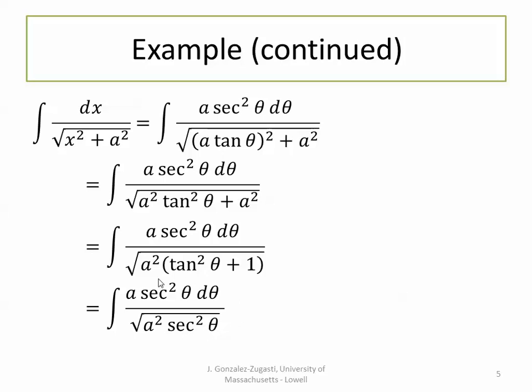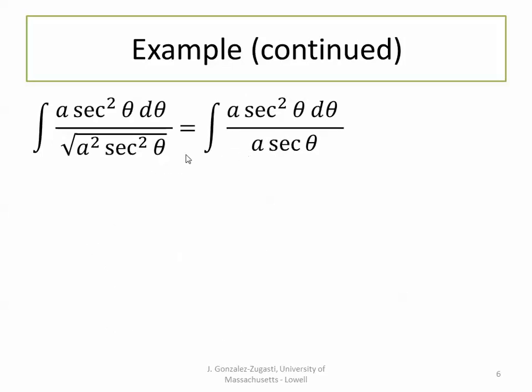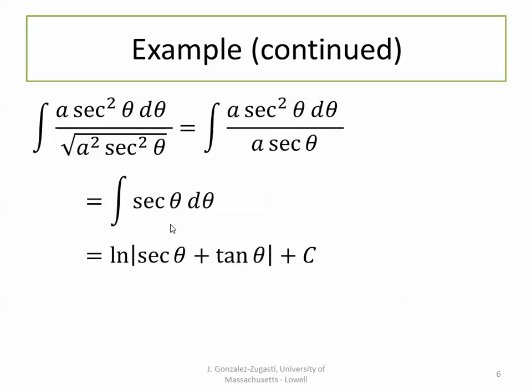It's one of the Pythagorean identities. So now what we need to do is simplify this integral. And to do that, first we'll take the square root of a squared secant squared theta to get a secant theta in the denominator. And now we can cancel an a from the numerator and the denominator, and also secant theta. So we're left with the integral of secant theta. And by now, hopefully, you've memorized that the antiderivative of secant theta is equal to the natural log of secant theta plus tangent theta plus c.